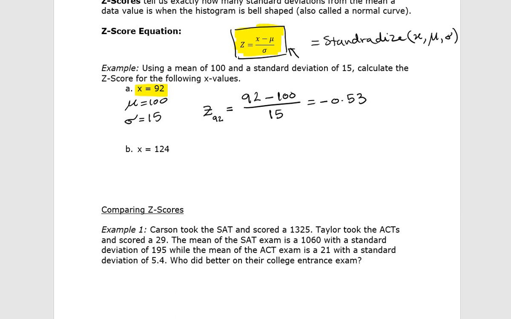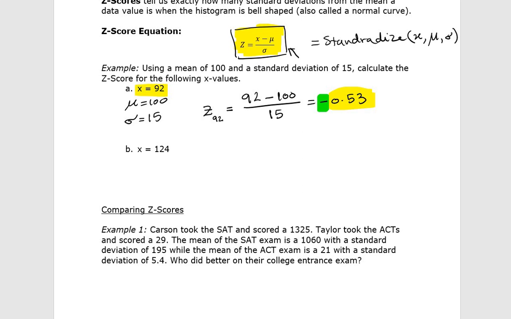This tells me that 92 is exactly 0.53. It's not exactly, this is rounded. It is about 0.53 standard deviations below the mean. Why did I say below? Because of the negative value here. So the z-scores can be negative and can be positive. So 92 is 0.53 standard deviations below the mean, or the average.